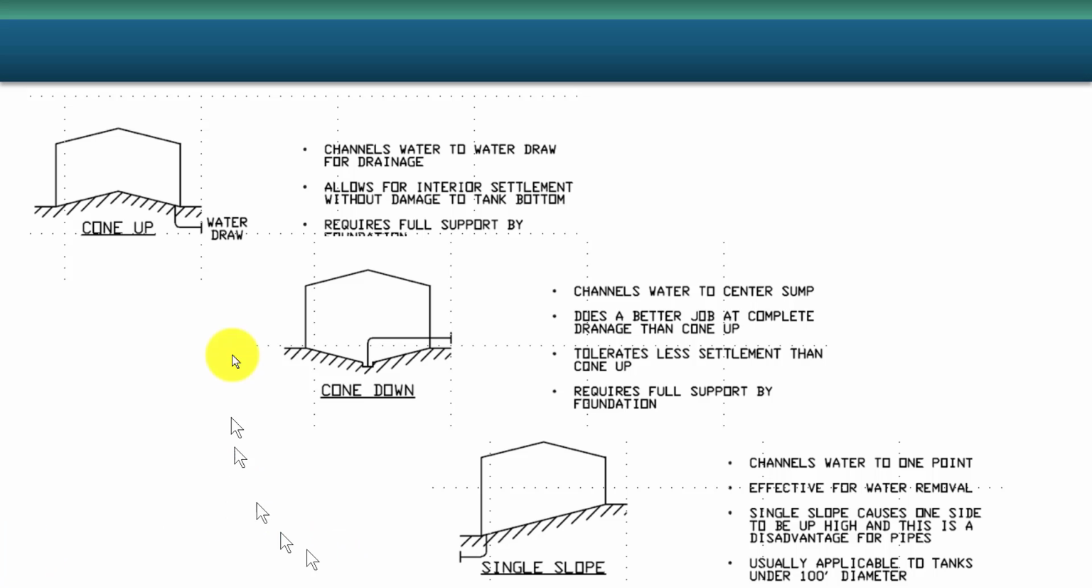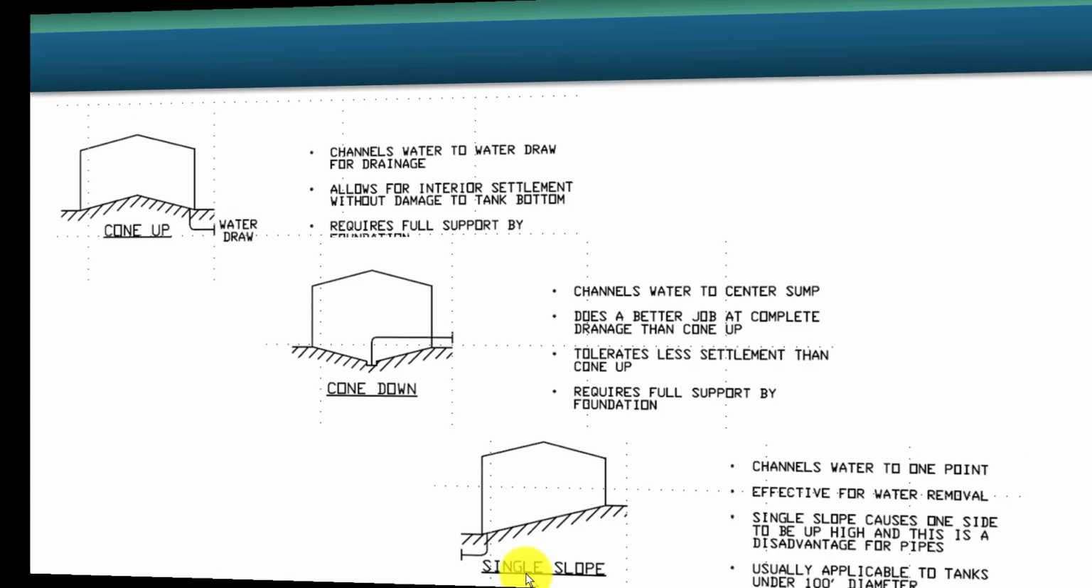There's three basic designs: cone up, cone down, and single slope. This schematically shows them. Now this slope is barely perceptible. It's about from say 3/4 of an inch to 1.5 or 2 inches per 10 feet of run. The purpose is to allow the water which drops out of solution to coalesce on the bottom and run to a low point where it can be drained out. That's called a water draw. So in this case it's on the perimeter, in this case it's in the center, and in this case on the edge of the tank.